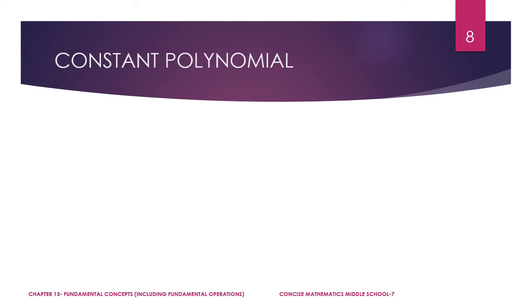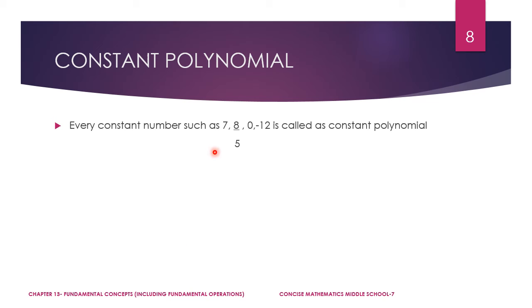Next, constant polynomial. Every constant number such as 7, 0, 8 divided by 5, minus 12, everything is called a constant polynomial because it is fixed. It does not change any value. So it is called constant.